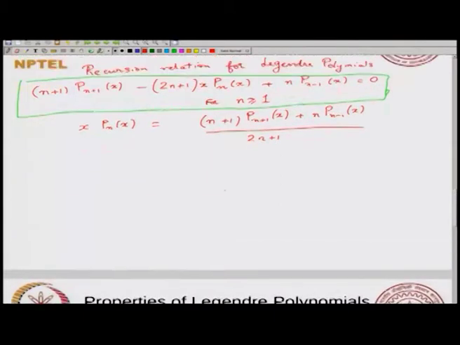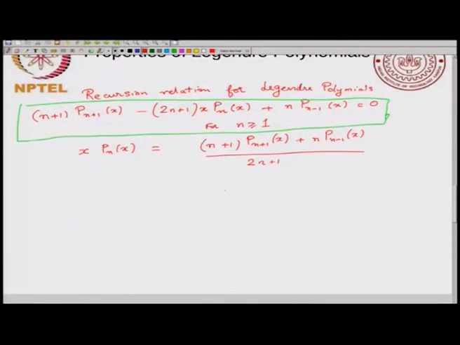Now what are some of the other interesting things, and these I do not expect you to remember. Suppose I take 1 over the square root of (1 minus 2xt plus t squared), where t is a variable. This is a function of t and x, and I do a Taylor expansion about t equal to 0. The first term will turn out to be P_0(x), the second term will be t times P_1(x), the third term will be t squared times P_2(x), and you can show that the nth term will be related to P_n(x). So this is called a generating function.